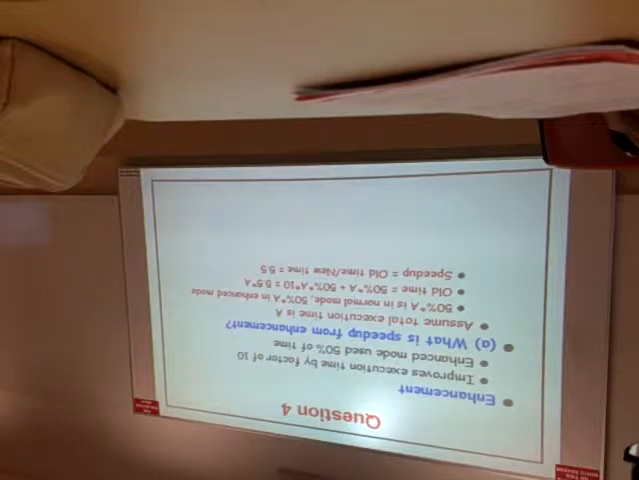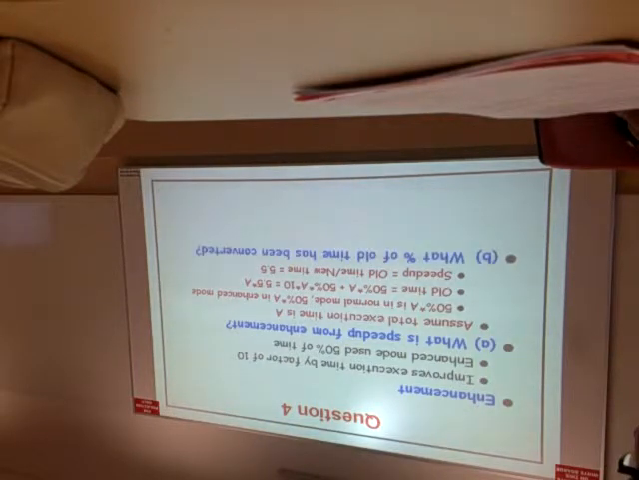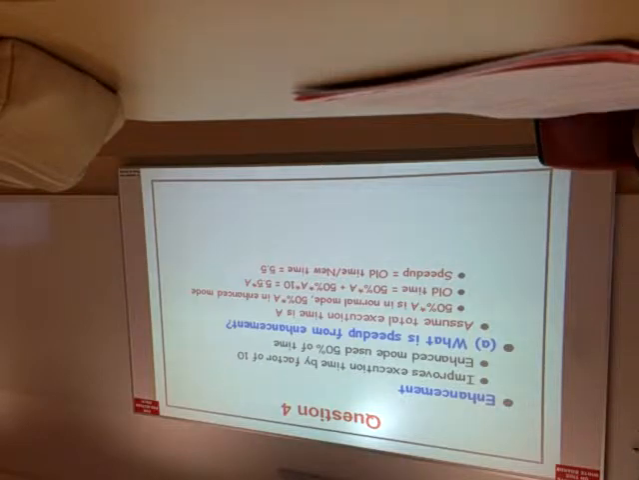So the speed up is the old time divided by the new time. Okay, so the old time is 5.5A, the new time is A, so the speed up is 5.5.